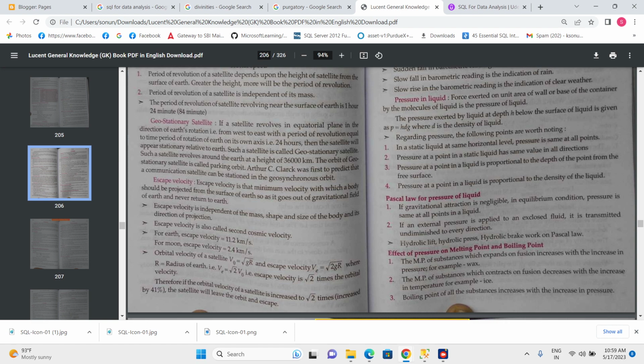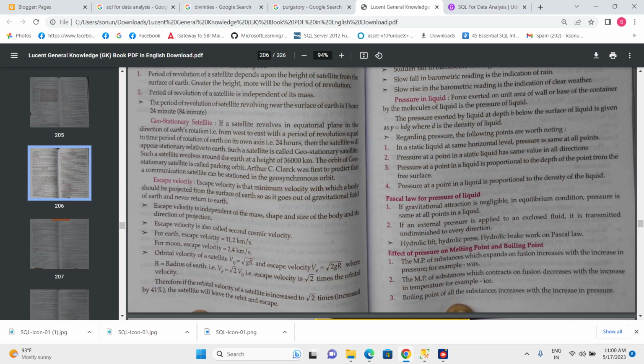Escape velocity is independent of the mass, shape and size of the body and its direction of projection. So this is a very important point. Escape velocity is also called the second cosmic velocity, and for earth, escape velocity is 11.2 kilometers per second. Very important. For earth, escape velocity is equal to 11.2 kilometers per second.